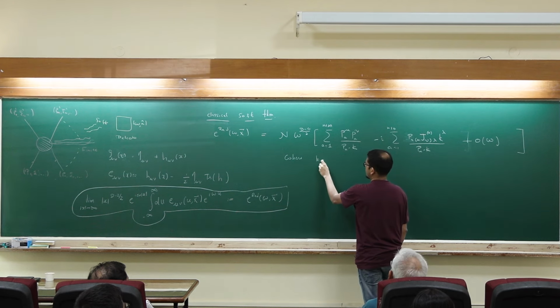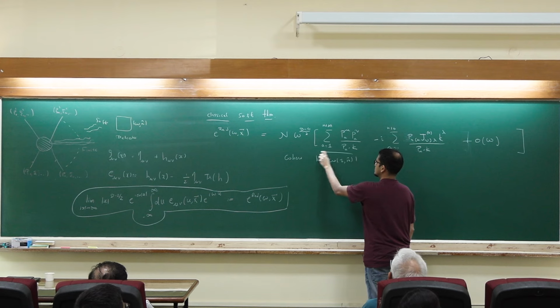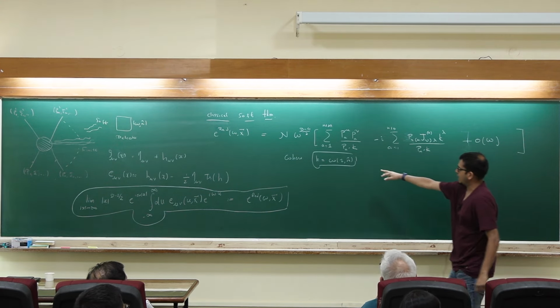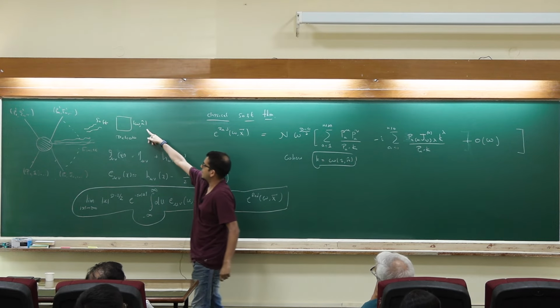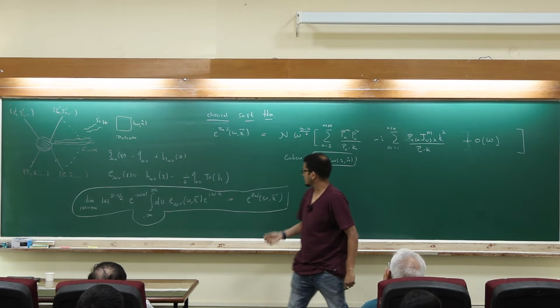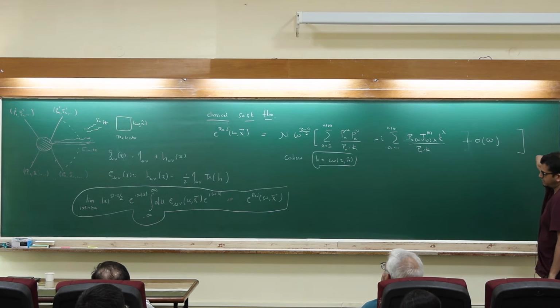K is simply a 4-vector, which I've just defined like this. So n hat is the direction in the sky where we are measuring the radiation, and omega is the frequency. So this is completely fixed by the detector that we have.